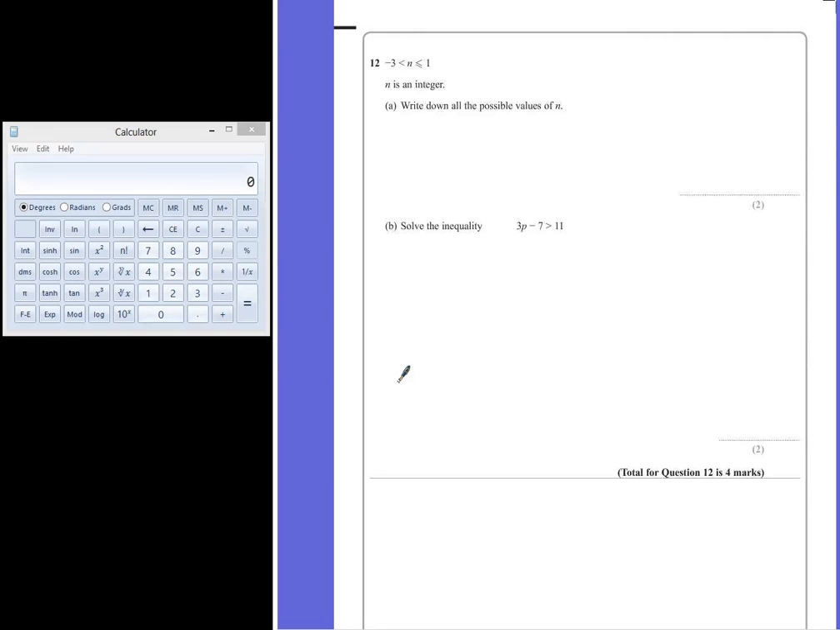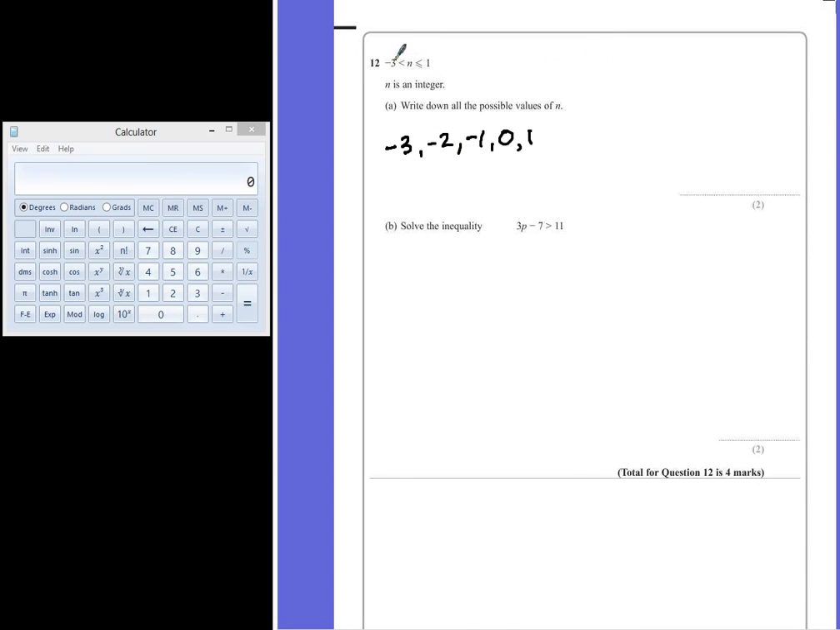Question 12. Negative 3 is less than n, which is less than or equal to 1, where n is an integer. Part A, write down all the possible values of n. Well, initially we can see that because n is an integer, we're dealing with whole numbers, and the numbers are going to be between negative 3 and 1. So we have negative 3, negative 2, negative 1, 0, and 1.